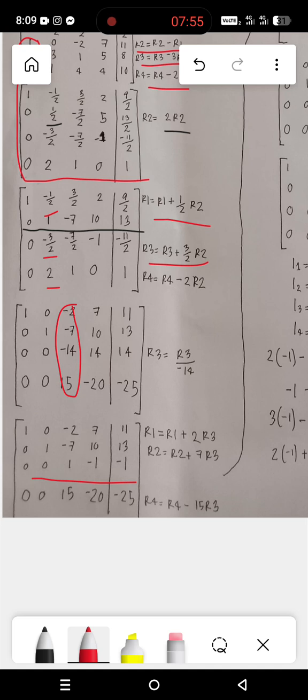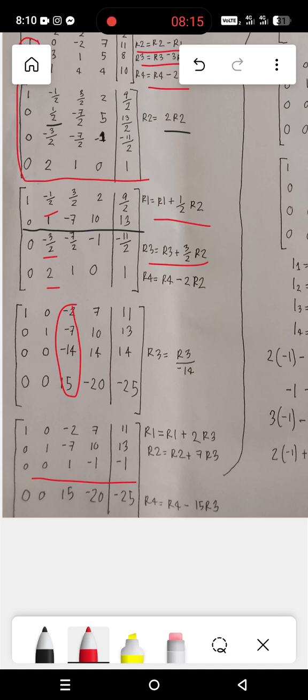0 divided by negative 14 is still 0. Negative 14 divided by negative 14 is equal to 1, which is our goal for this column. Positive 14 divided by negative 14 is equal to negative 1, and positive 14 divided by negative 14 is still equal to 1.